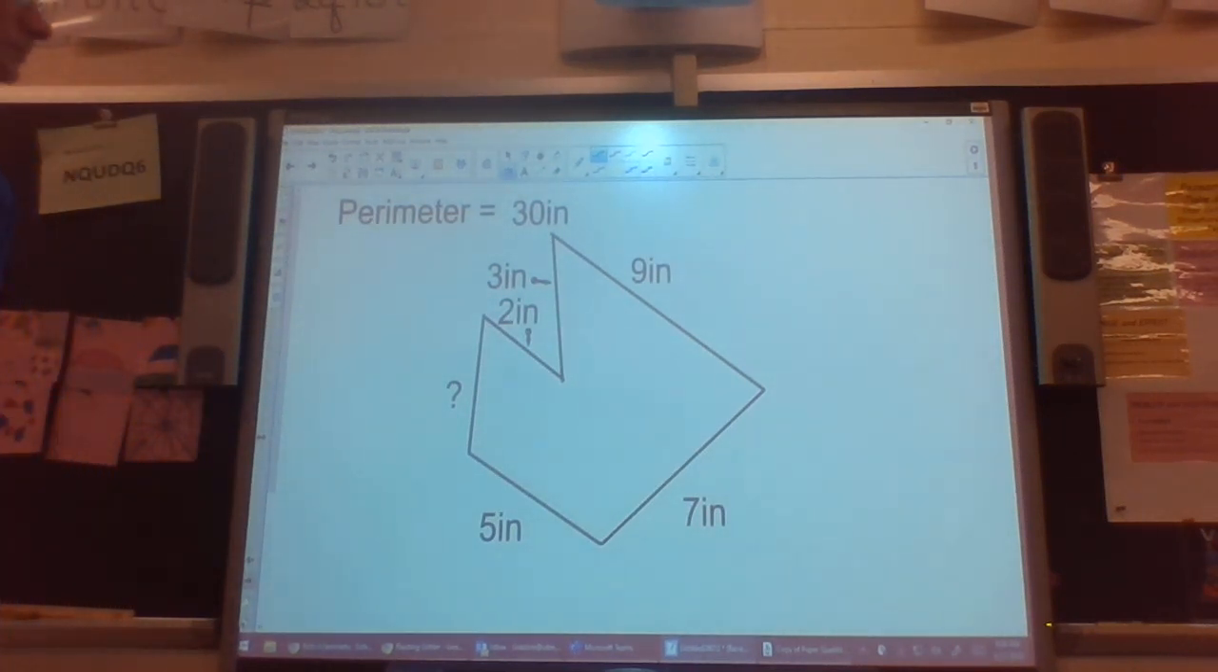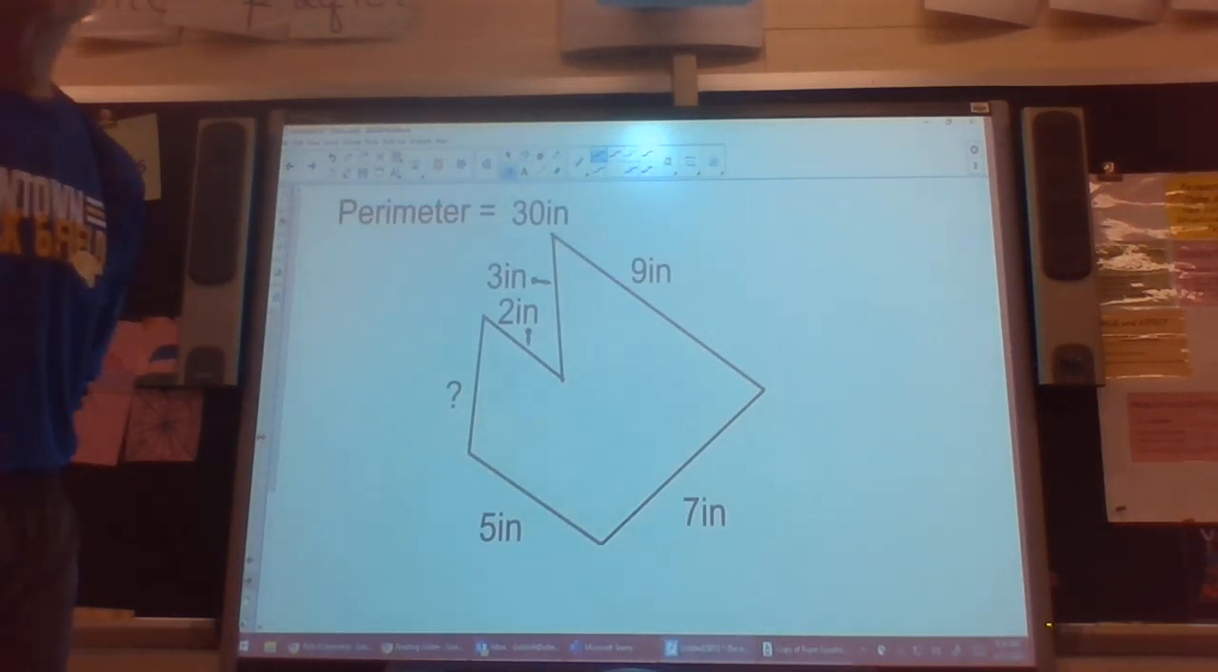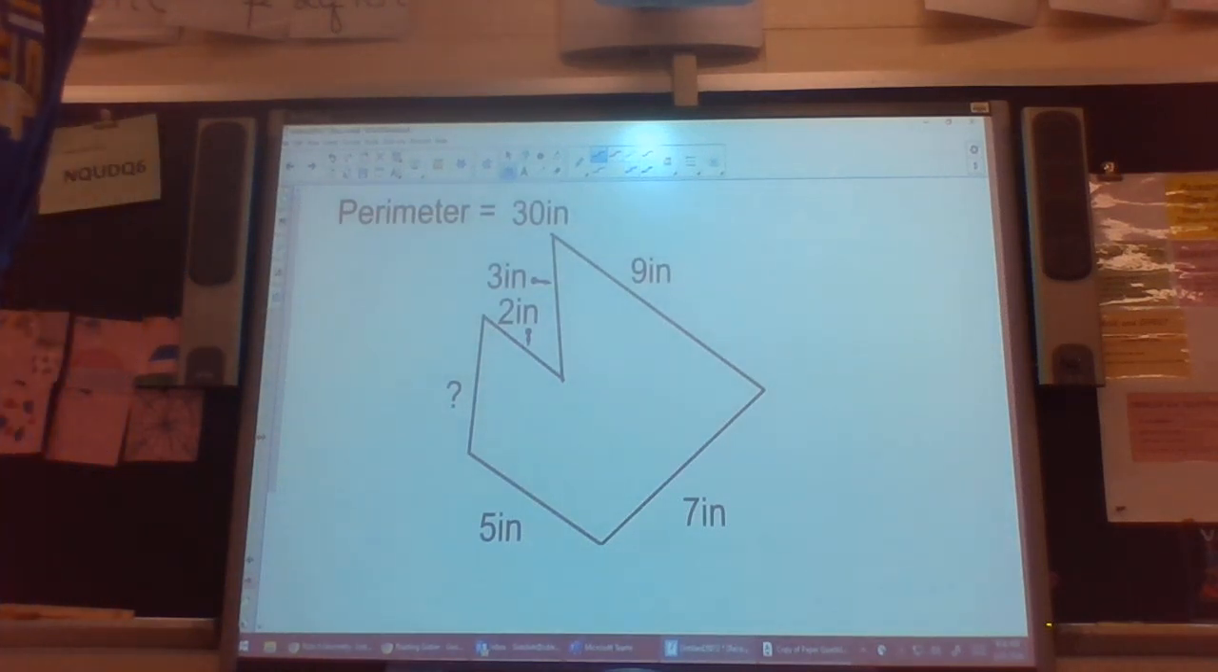Think for a minute or two. See if you can figure out how to do this problem. I'm going to pause it for you, or you should pause yours, figure out the answer, and then I'll do it with you. We'll see if we get the same answer together.